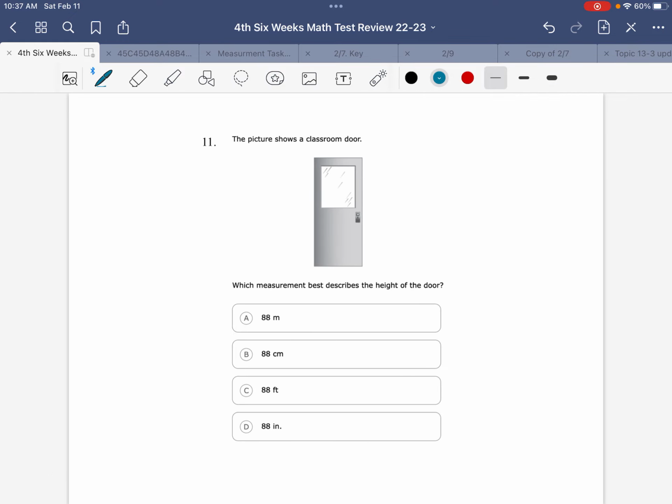Next one, the picture shows a classroom door. Which measurement could best describe the height of the door? Okay, so I'm gonna do my cubes. I don't have any numbers, but I do have a question. Which measurement best describes the height of the door? Box in keywords, so measurement, best, and then height, okay, and door.